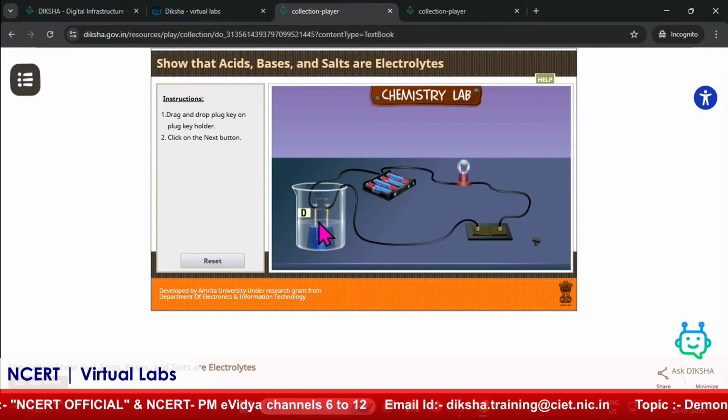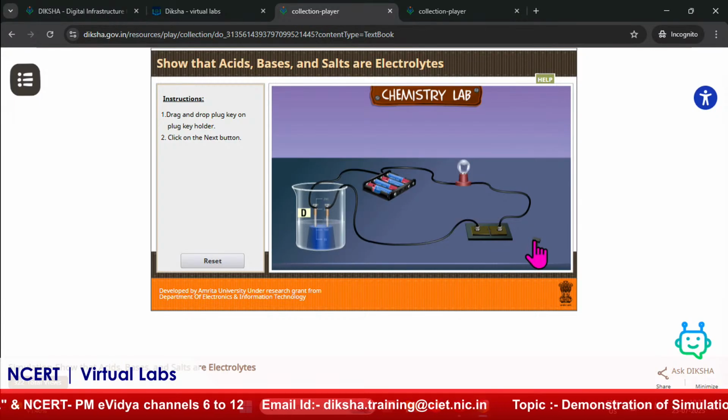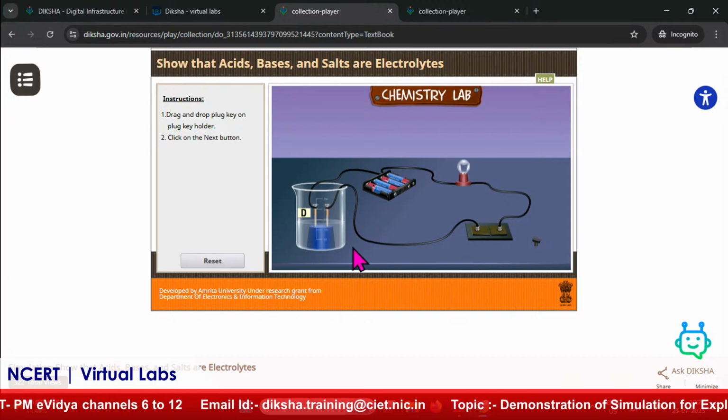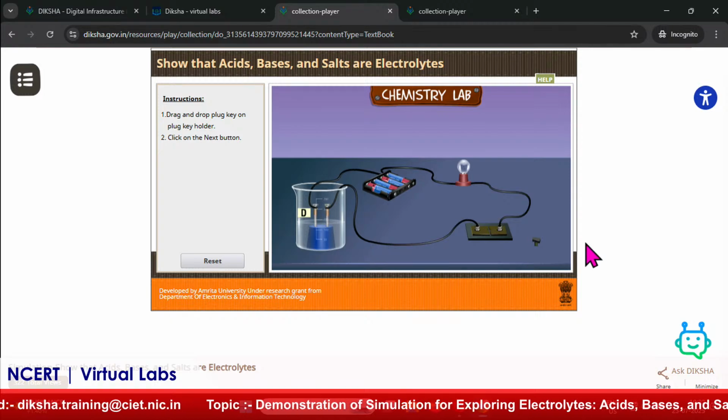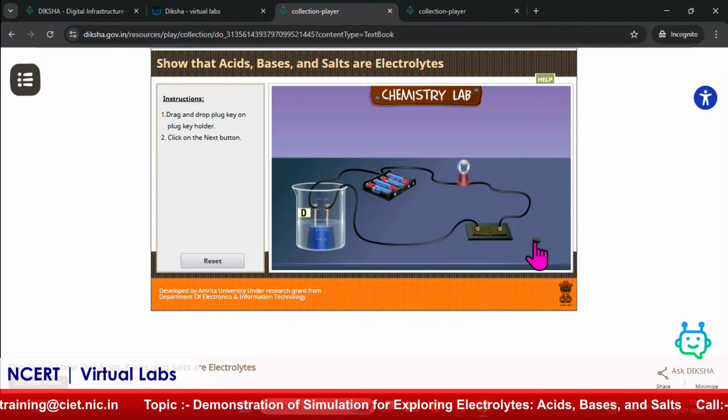So next we will put this entire circuit in solution D. Here we need to remember that this beaker D has just the water. Okay, it has no acid, base or salt here. So it is basically deionized water.